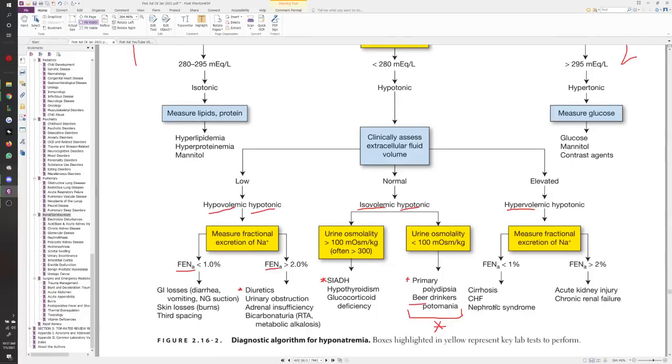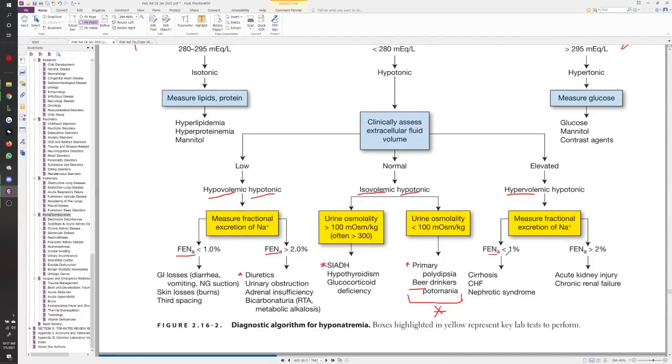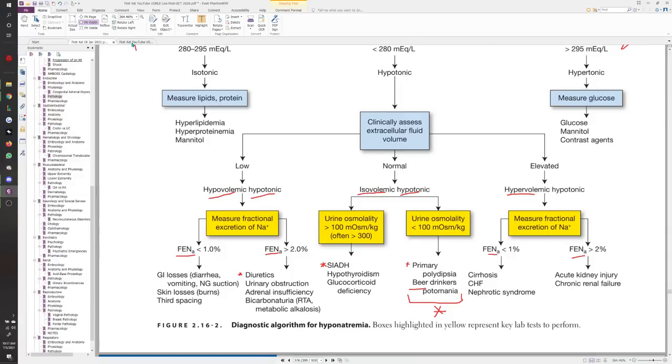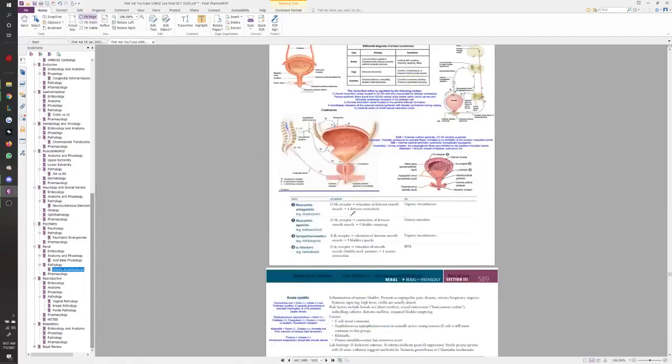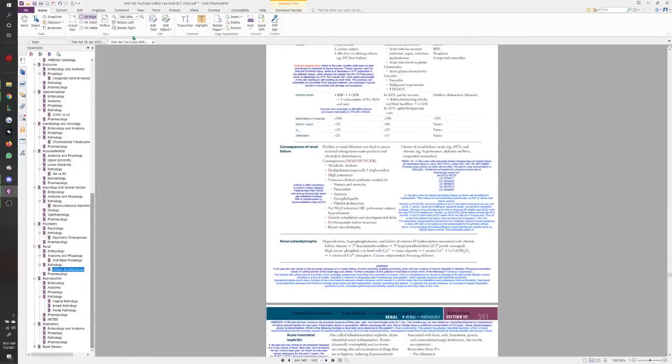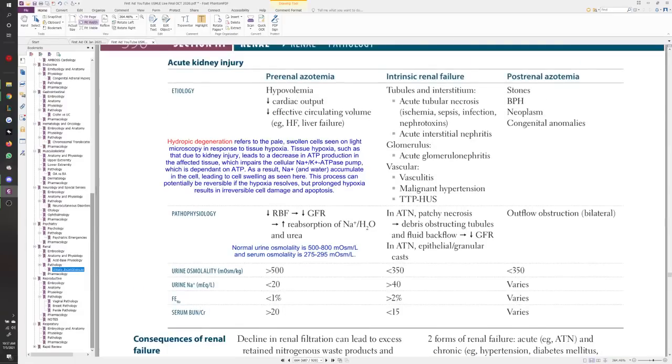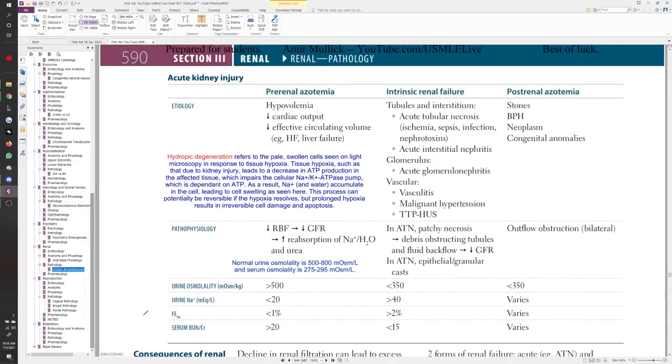Right? And each of these, on the left and the right, you can see are differentiated by how much sodium excretion you have, the fractional excretion of sodium, whether it's less than 1% or more than 2%. This also goes back to Step 1 renal. Let me show you where that is. Yeah, right here. And so if we look at this table right here for acute kidney injury, the topic of azotemia, then you can see right here is the fractional excretion of sodium as one of your parameters, right? Now, there's pre-renal azotemia, intrinsic renal failure, post-renal azotemia.